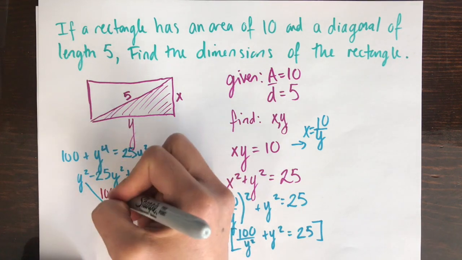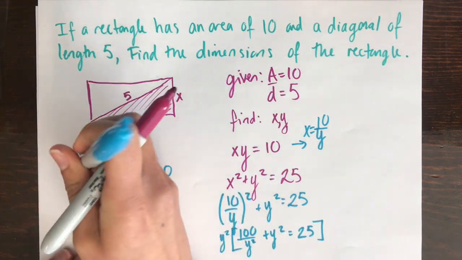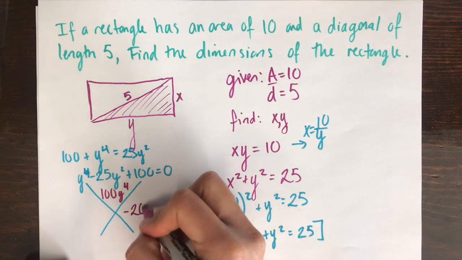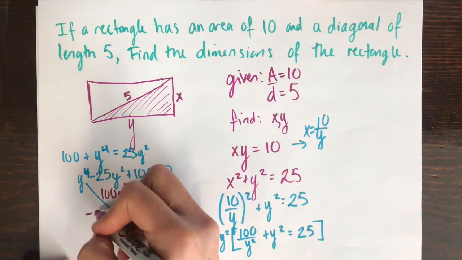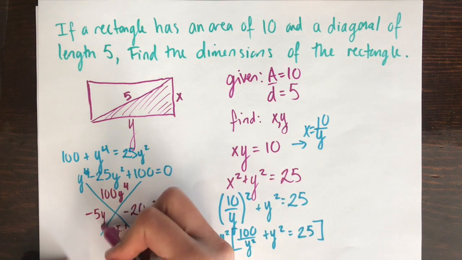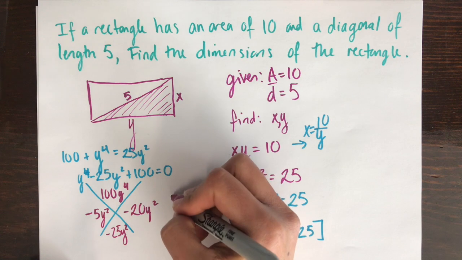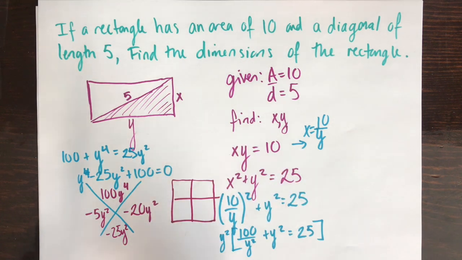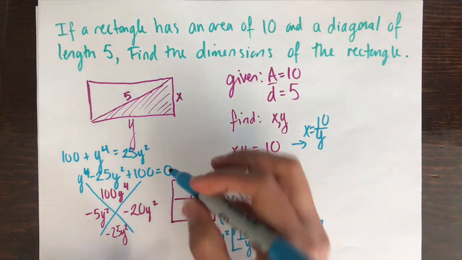Now, I really didn't have to do this method. I could have just factored it normally, but I just decided to do it this way. So if I multiply the last two terms, I get 100y squared, and then they need to add up to negative 25y squared, so I end up with negative 5y squared and negative 20y squared. Those are going to add up to negative 25y squared, and multiply to 100 y to the fourth.